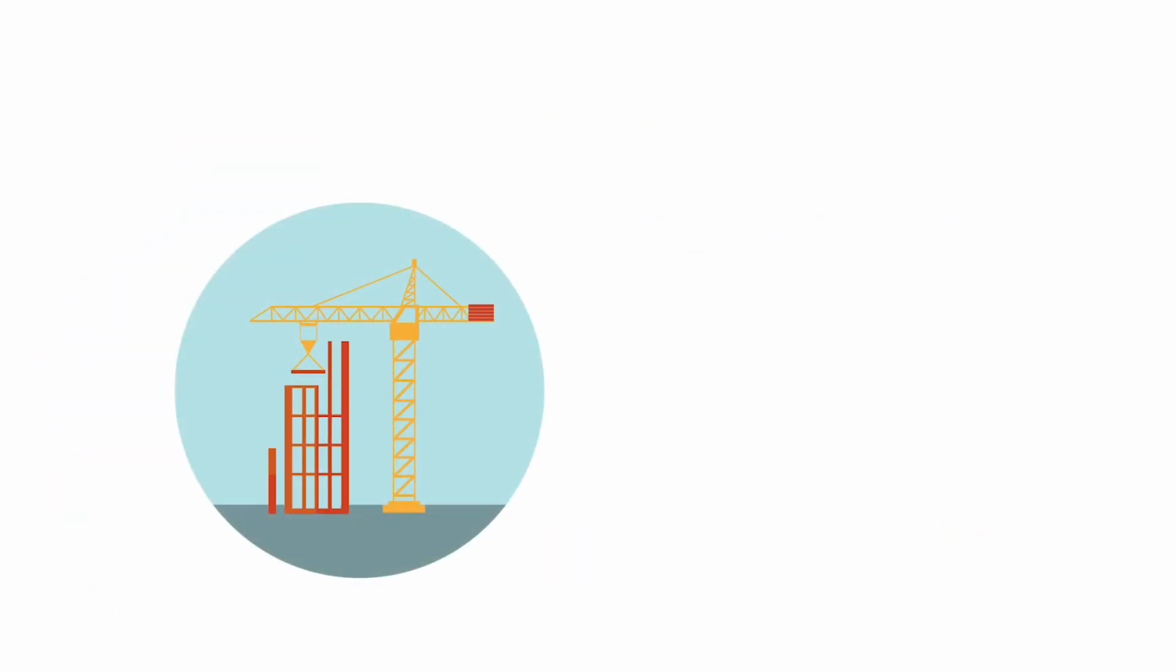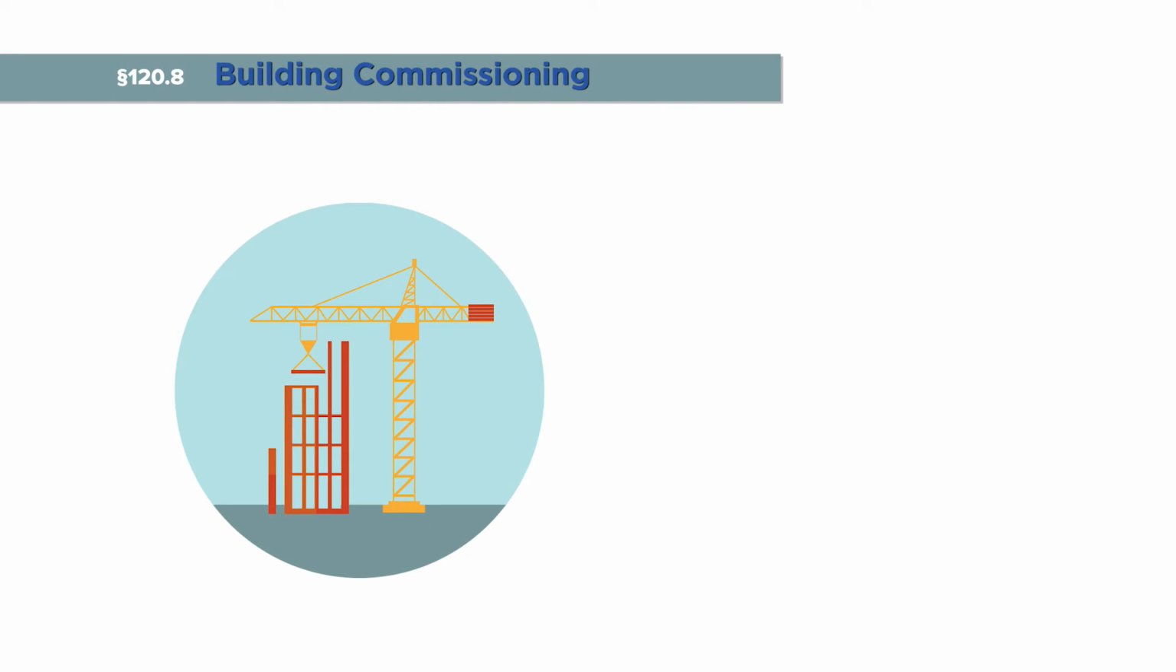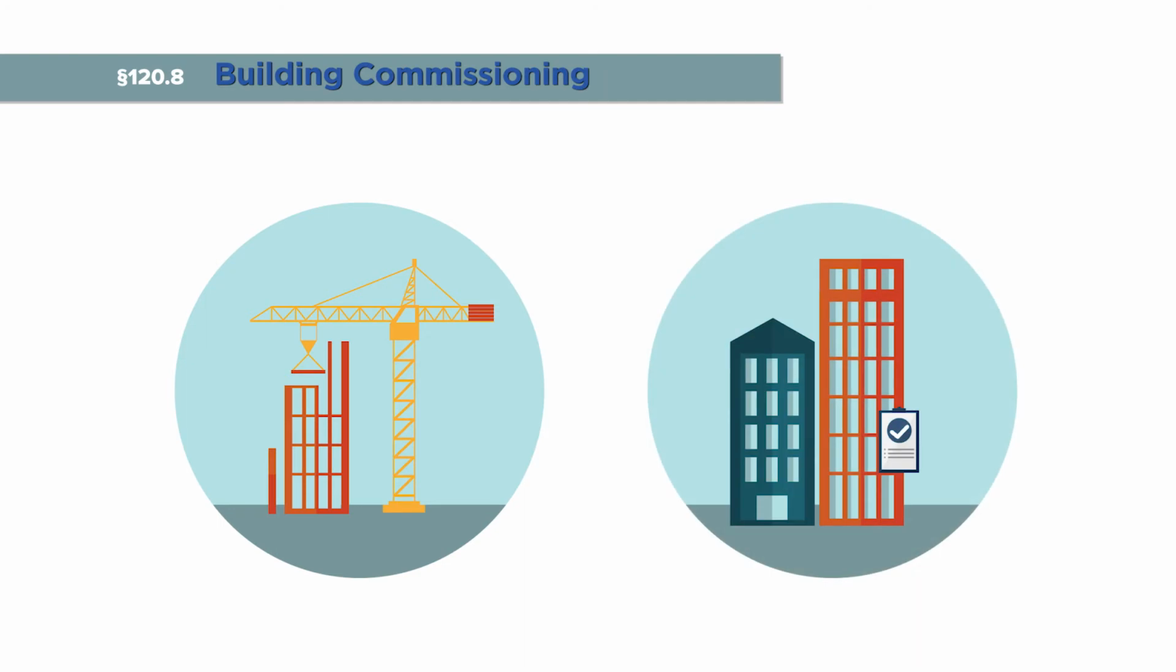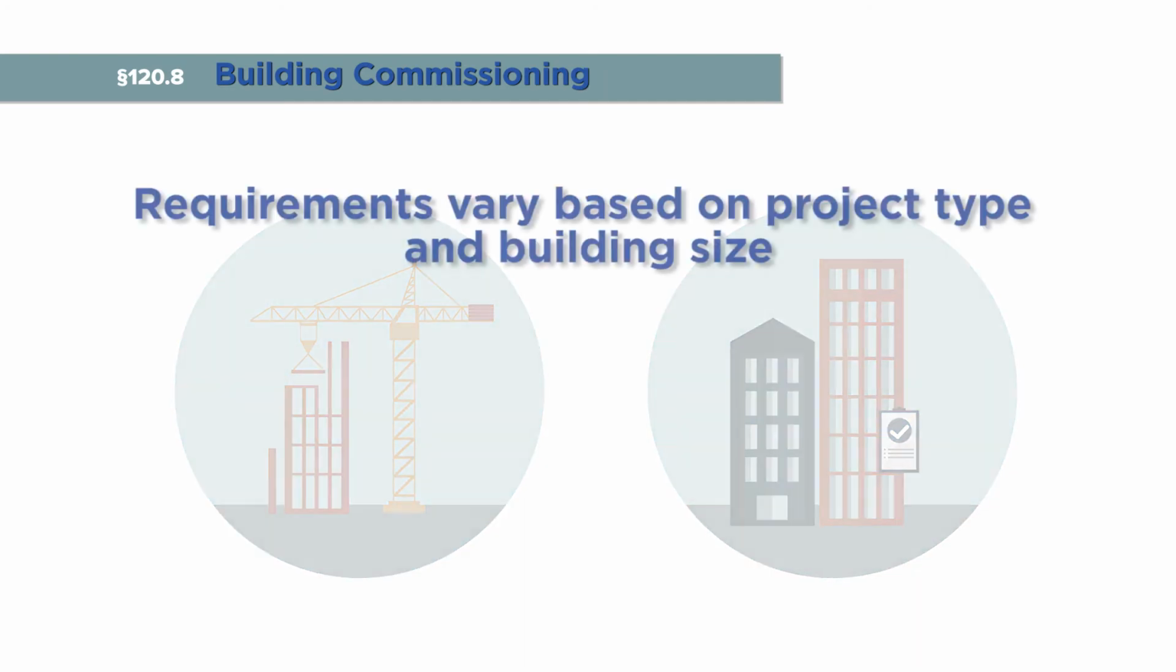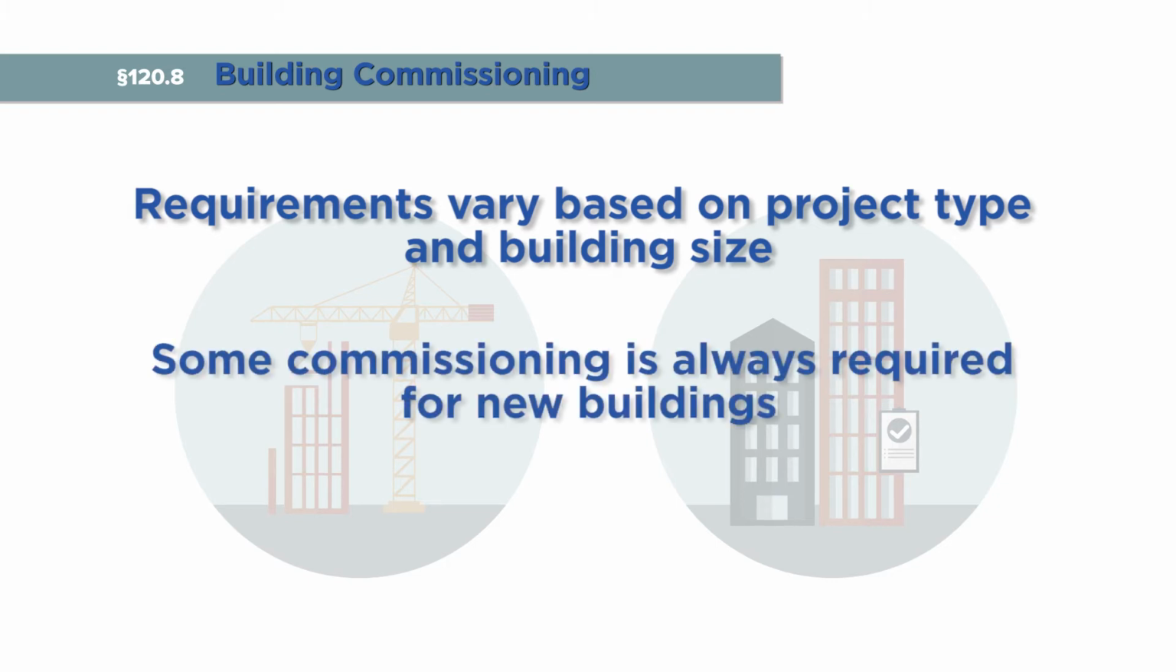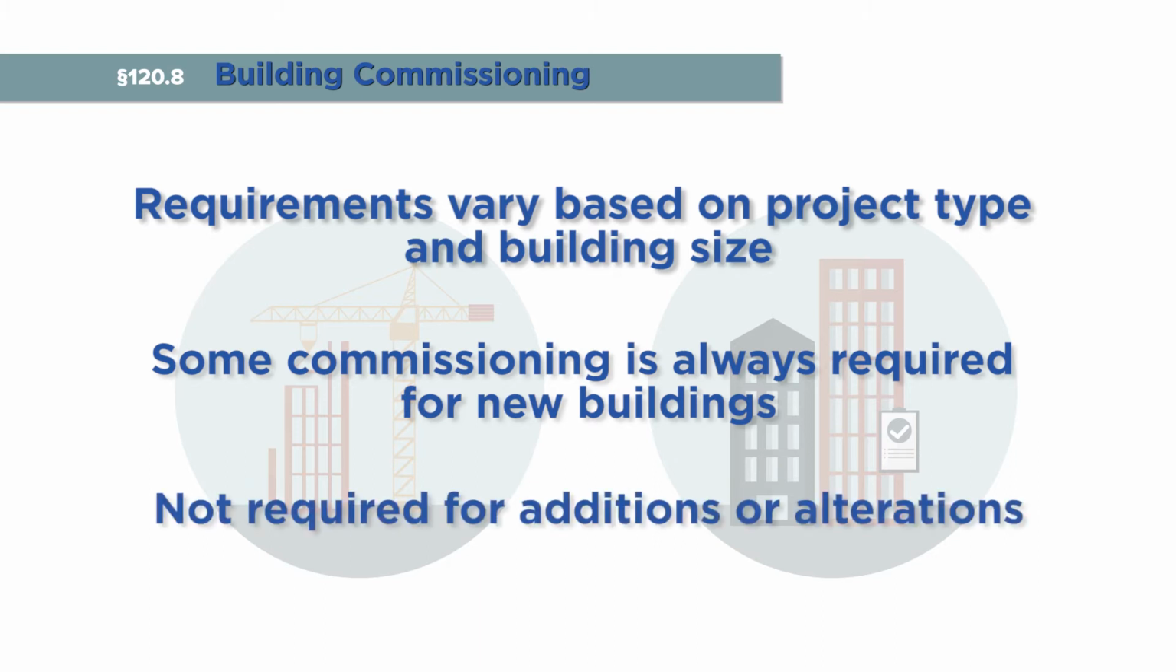Commissioning is required for all newly constructed non-residential buildings to ensure that the controls operate as planned and expected by the building owner. Under the energy standards, commissioning requirements will vary based on the size of your building and the type of project. For newly constructed buildings, some level of commissioning is always required for compliance. For additions and alterations, commissioning is not required under the standards.